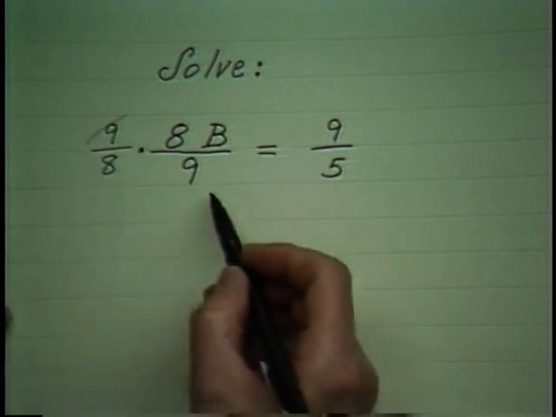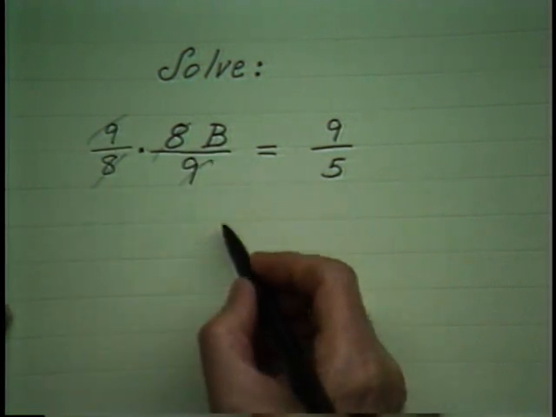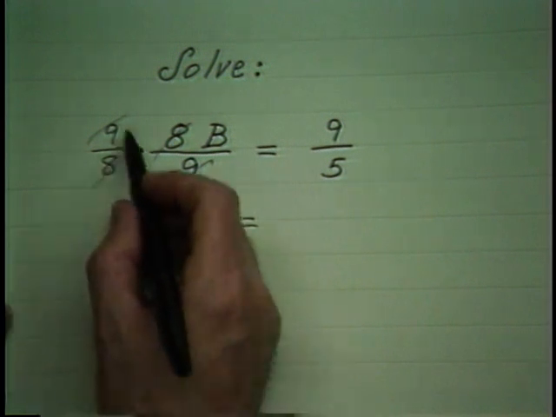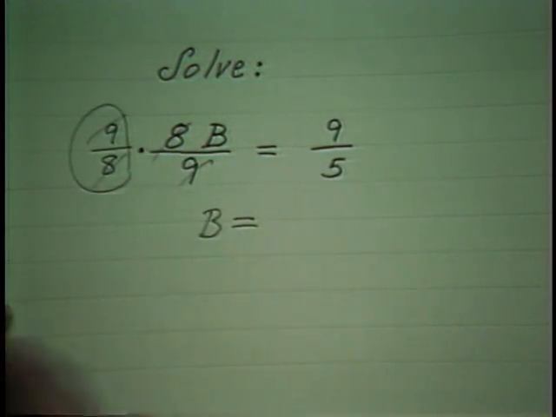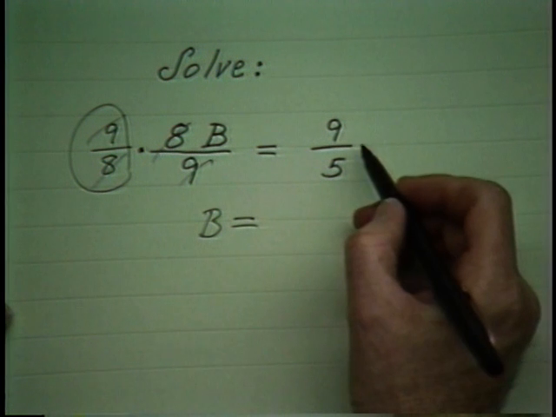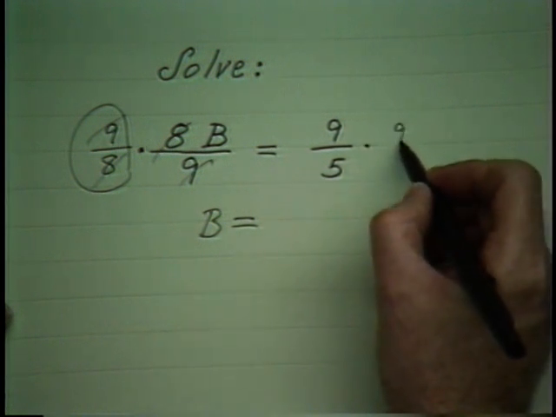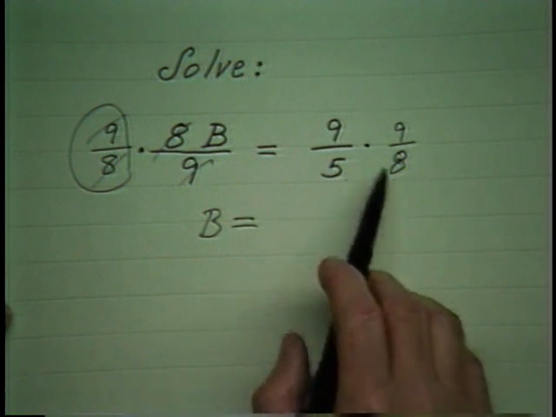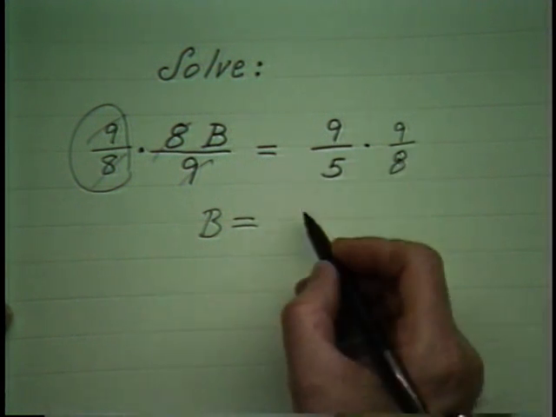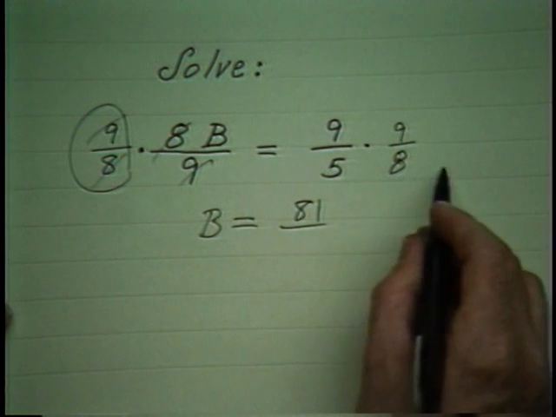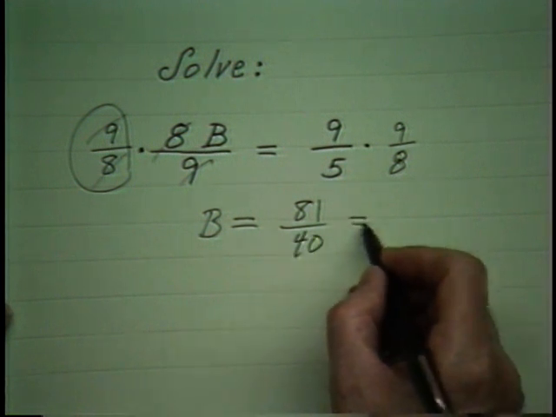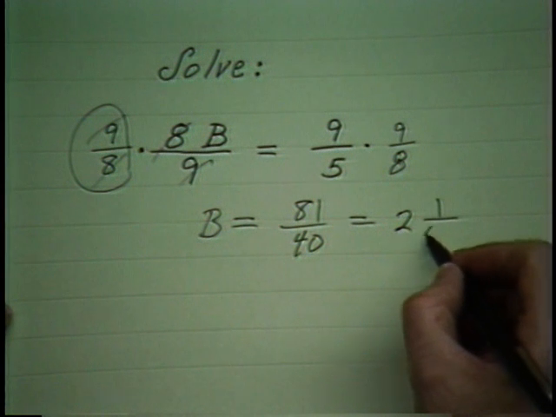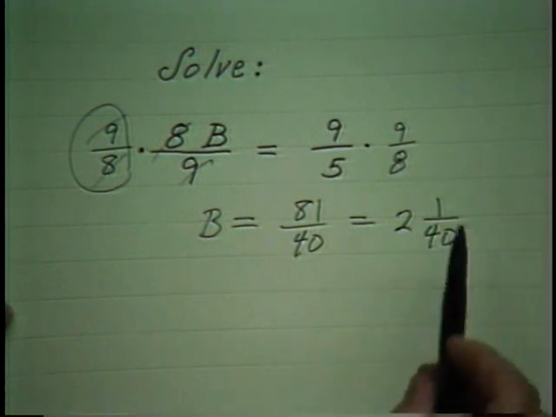So the net effect is that I have only b, which is what I'm after. But if I'm multiplying this side by 9/8, the reciprocal of that, I must multiply this side by the same amount. Check for cancellation and then multiply. 81 on top, 40 on the bottom. Then if you need to or wish to, change to a mixed number, and we're done.